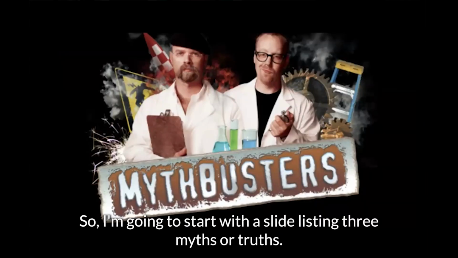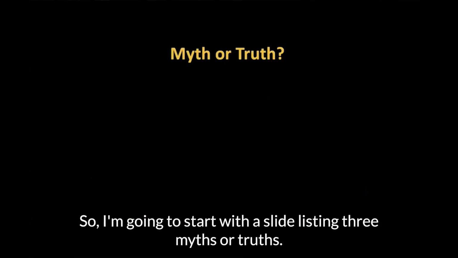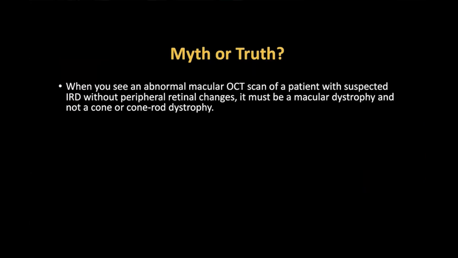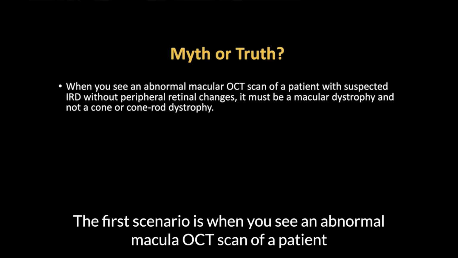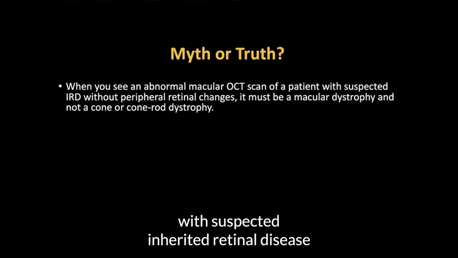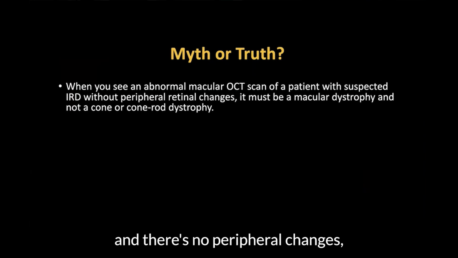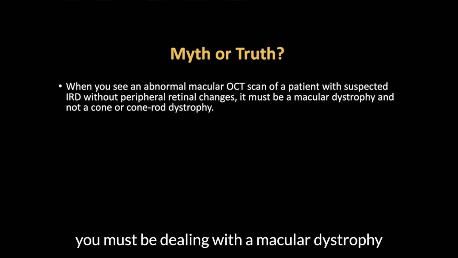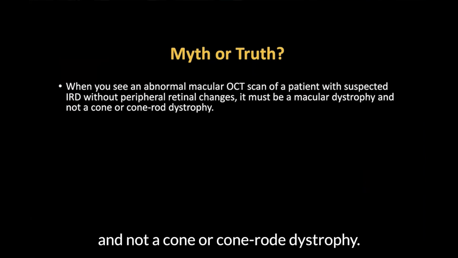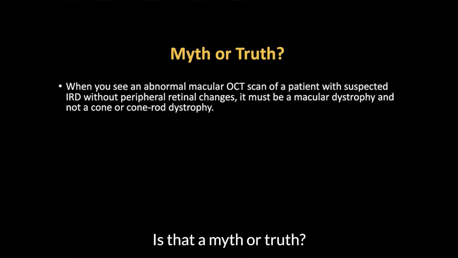So I'm going to start with a slide listing 3 myths or truths. The first scenario is when you see an abnormal macular OCT scan of a patient with suspected inherited retinal disease and there's no peripheral changes, you must be dealing with a macular dystrophy and not a cone or cone rod dystrophy. Is it myth or truth?